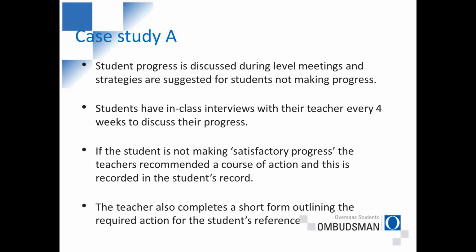Record keeping is obviously very important, particularly if the student does progress to being potentially reported and going through the appeal process. Then we will come and ask for the records, and it's important that there are records to substantiate the actions that you've taken, the intervention strategies, any discussions about their course progress. Even if something is verbal, face-to-face or over the phone, a written record should be made to reflect that so that you can prove what you've done. So for this college, the teacher also completes a short form outlining the required action for the student's reference. That's a good practice that we've seen, to make sure the student has a written record to refer to of what they've agreed to do in terms of that intervention strategy.